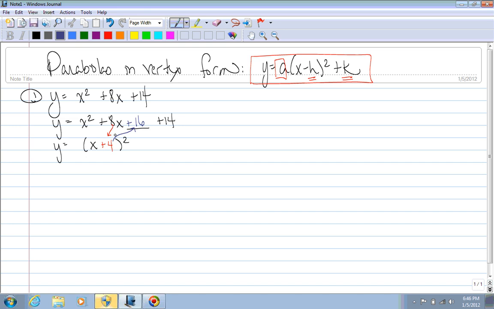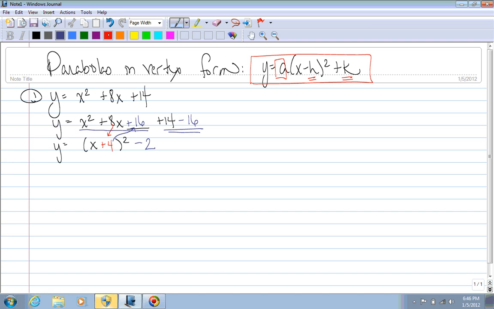So now that you have made this trinomial into a perfect square, that would factor into x plus 4 quantity squared. You just changed your equation by adding 16. You don't want to change the value of your function, so you have to take that 16 back off. So over here on the right side, now you have 14 minus 16, which is negative 2.